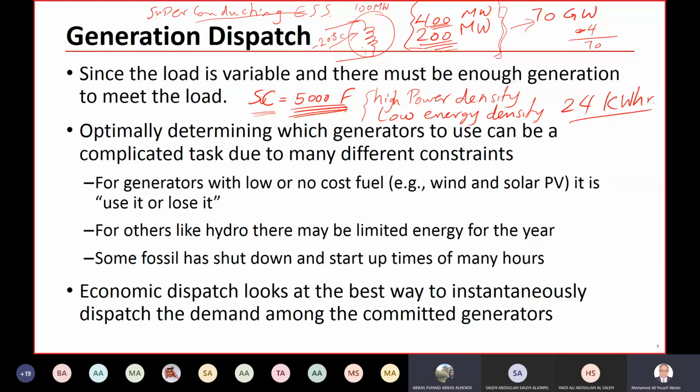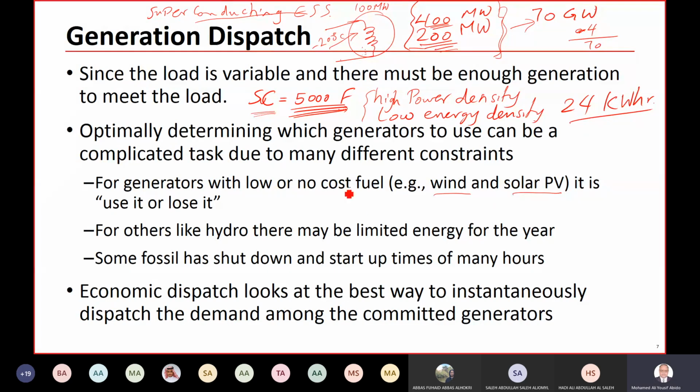Okay, optimally determining which generators to use can be a complicated task due to many different constraints. For generators with low or no cost fuel, if you have a wind generator or solar PV, this is almost no cost. Almost, okay? There is no fuel here.